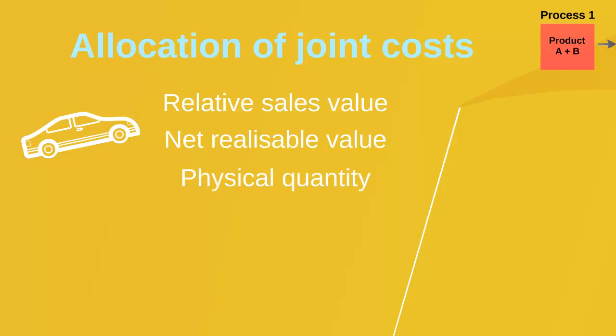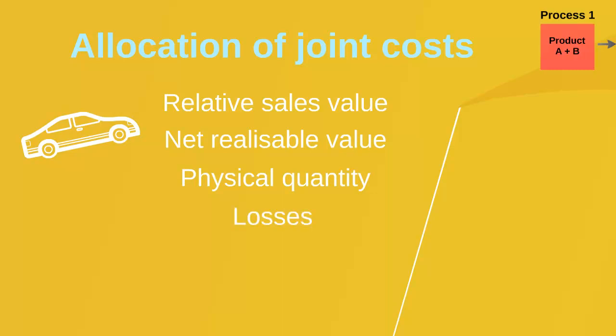Physical quantity, this is where you allocate costs based on the amount of each particular product is created by that joint process. So, for example, in oil refining, about 47% of the output is petrol, 20% is diesel, and 8% is kerosene. So, of course, to split costs evenly would be unfair then. Why should kerosene absorb 1/4 of the costs when it's only 8% of the output? And this is what allocation based on physical quantities is about. Kerosene makes up 8%, and therefore it gets charged 8% of the total costs.